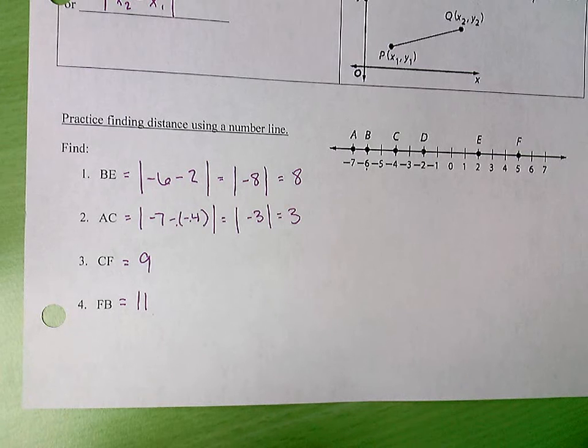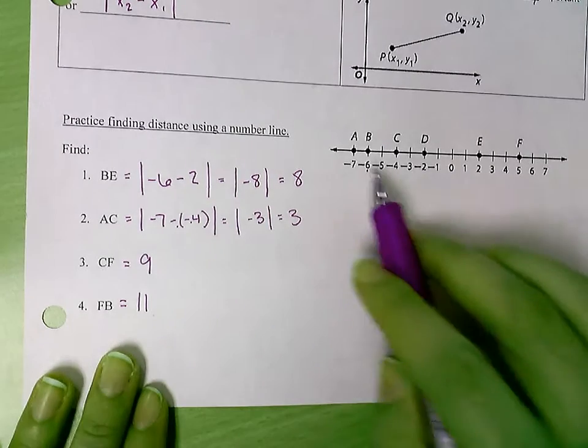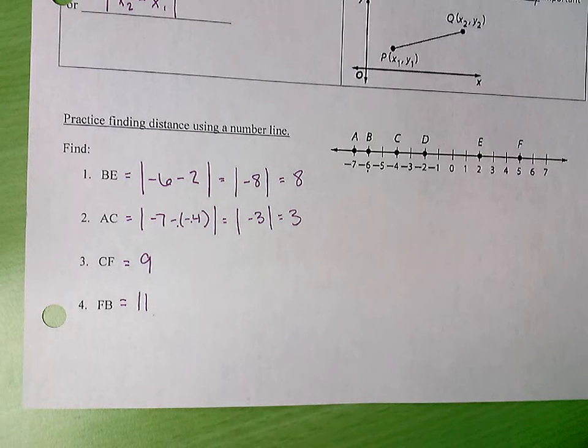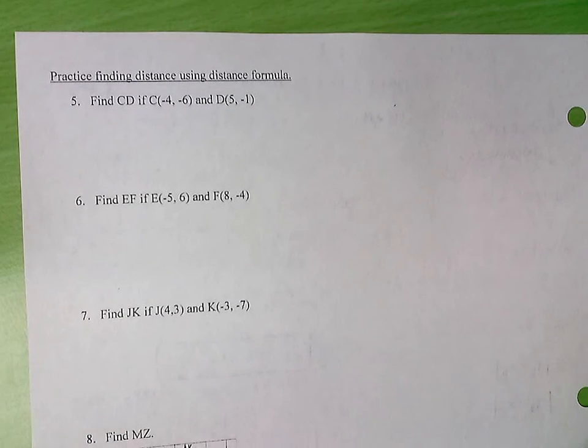Now, a good way to check is just kind of count between the 2 points. Okay? So if you need to count like in AC, from A to C, I count 1, 2, 3. Oh, distance is 3. Okay, so number lines, a little bit easier. You can just count between the 2 points. Questions? All right, so moving on to distance using coordinates.